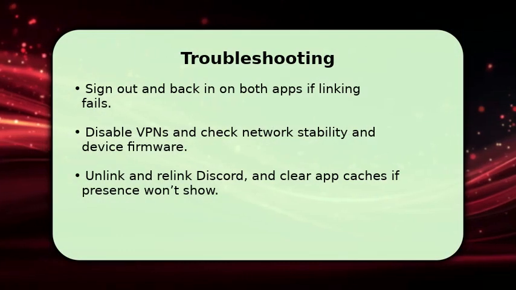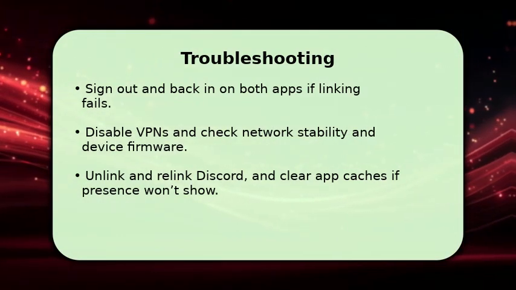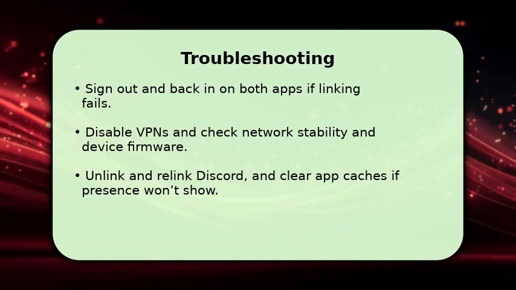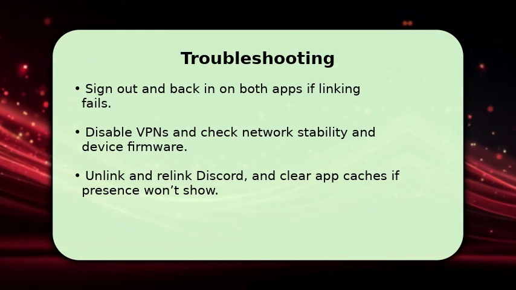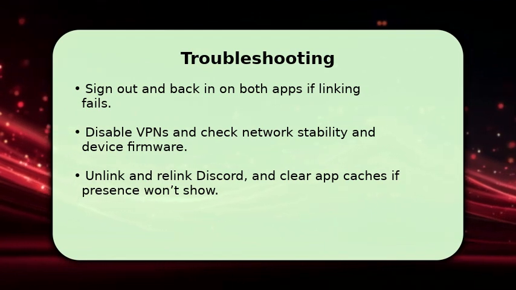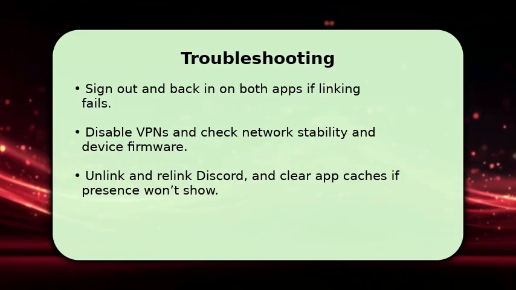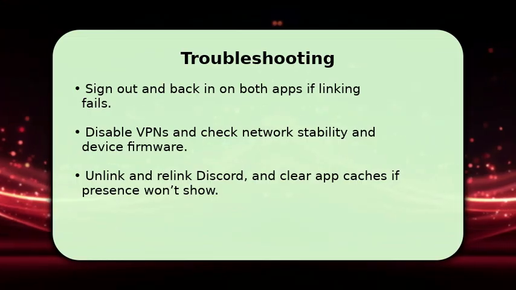If linking fails, sign out and back in on both platforms, then retry the connection steps slowly and watch for permission prompts. Check network stability, disable VPNs that may block authentication, and ensure console and phone firmware are up to date. If presence still won't show, unlink and relink Discord, clear app caches, and test with a friend to verify that status updates appear during a party or game session.